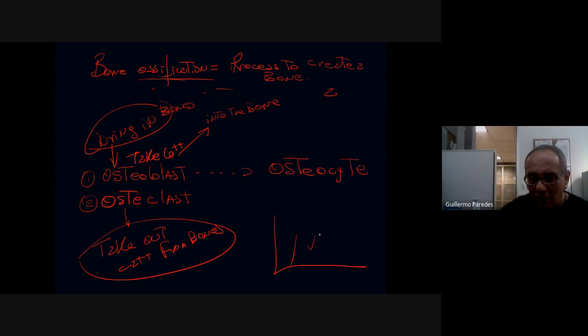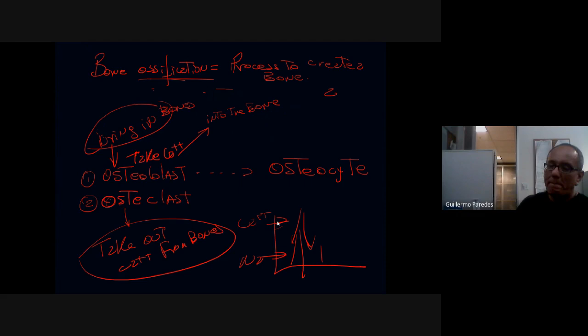Right? When it's needed, when the calcium is low, they are going to remove calcium from the bones and put it back into the blood in order to reach the 8.5 to 10 milligrams per deciliter. We okay with that? Yep.